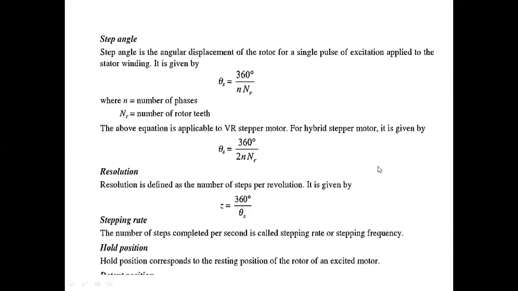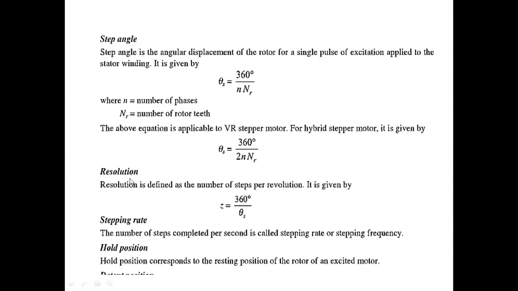Here, there is a small difference between the variable reluctance and hybrid stepper motors in the calculation of the step angle. That is, theta s is given by 360 over m into Nr, but for the hybrid it changes to 2m into Nr. Nothing but the number of phases is multiplied by 2 here. That is the main difference of a hybrid stepper motor. For the variable reluctance stepper motor and the permanent magnet motor, there is no difference. This is the formula for finding the step angle. But for the hybrid stepper motor, there is an additional multiplication by 2. That is the difference.